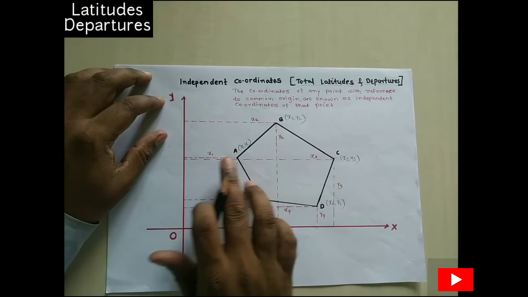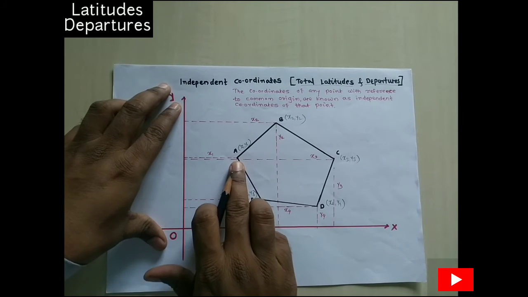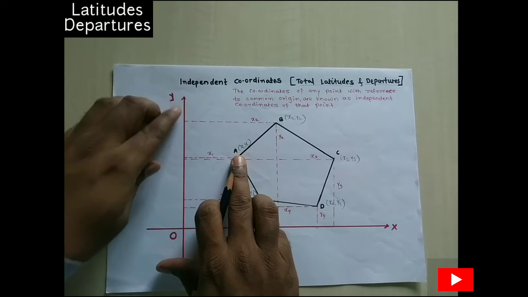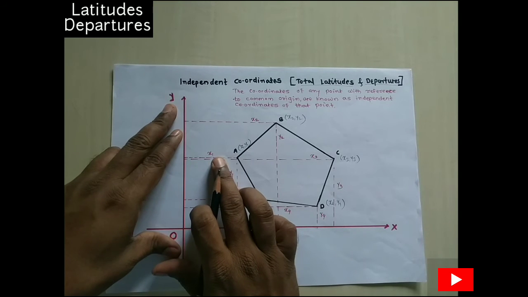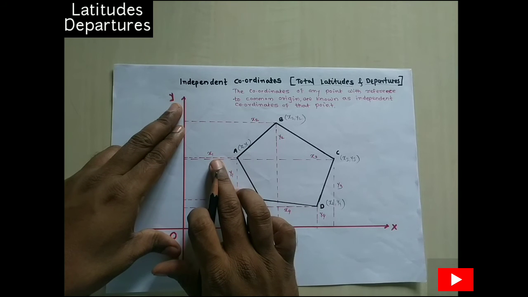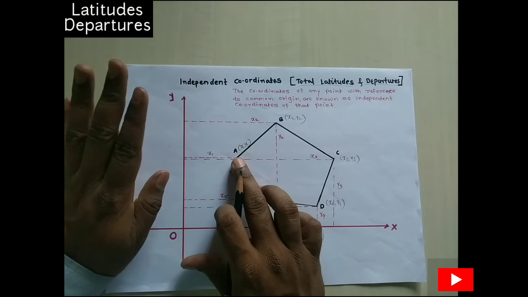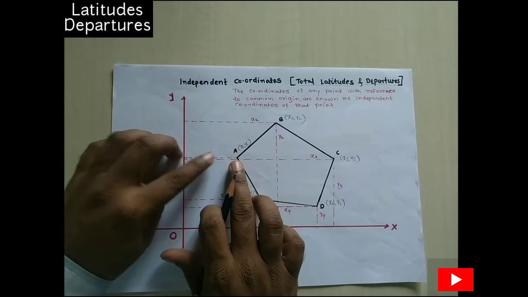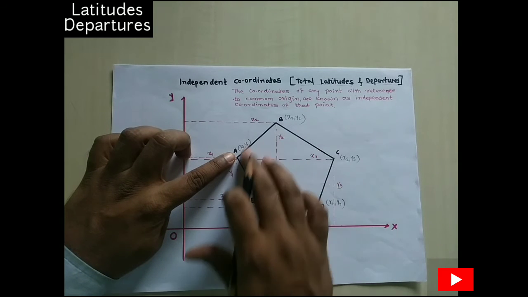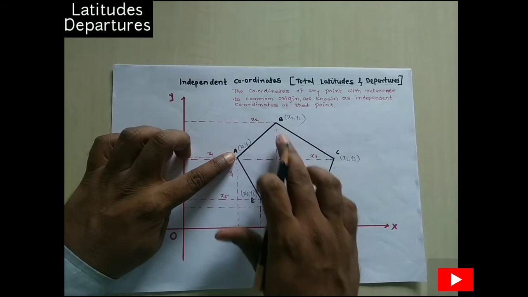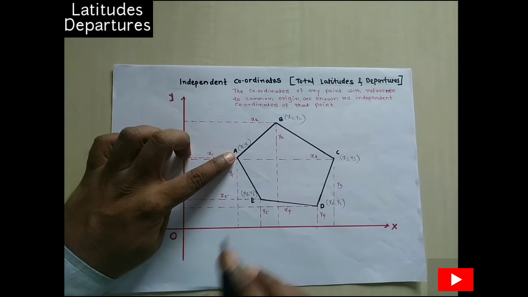So what are independent coordinates? When we measure the coordinates of a particular point from a certain origin, then those coordinates are known as independent coordinates, as well as the total latitudes and departures. If we consider only the coordinates of A as a reference, then with the help of the latitudes and departures of all the lines we can determine the coordinates of B, coordinates of C, D, E, etc.